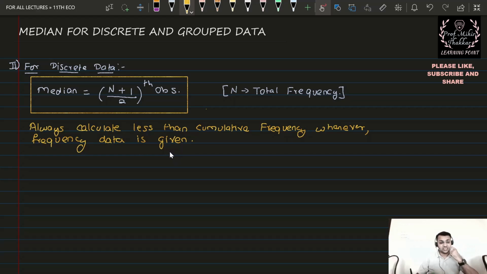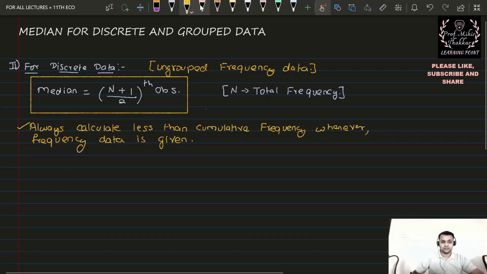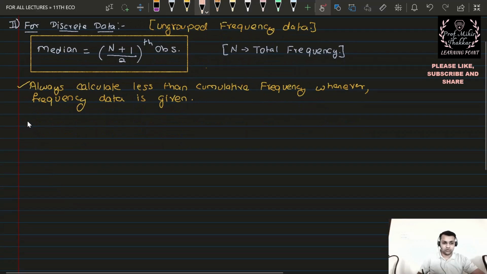So now in this case, discrete data is always a ungrouped frequency data. You can also call it as ungrouped frequency data. So obviously in this kind of a sum, the frequencies would be given. So we will always first calculate the less than CF column or the less than cumulative frequency column. Let us take this with the help of a small example.